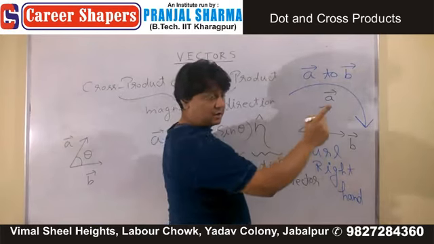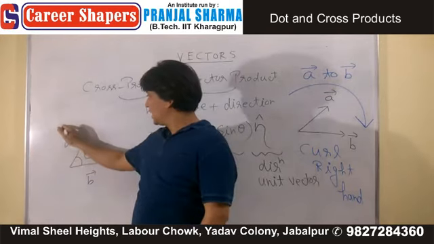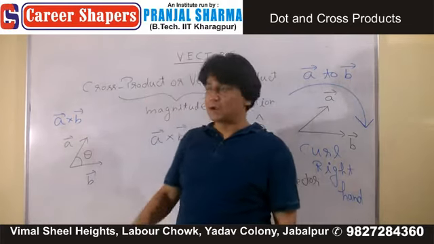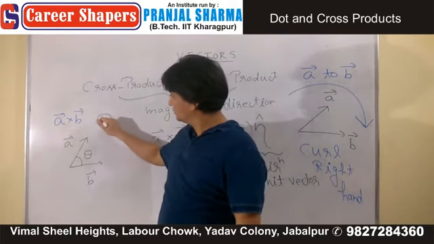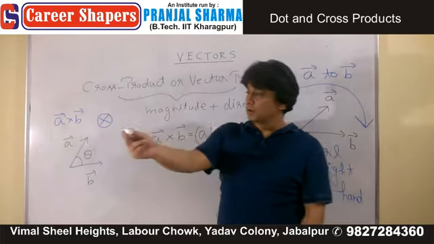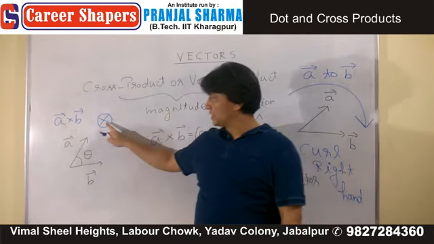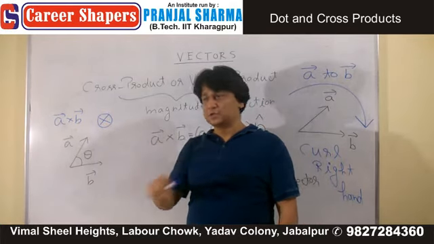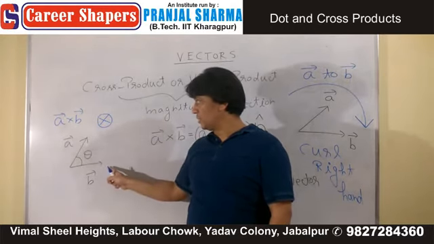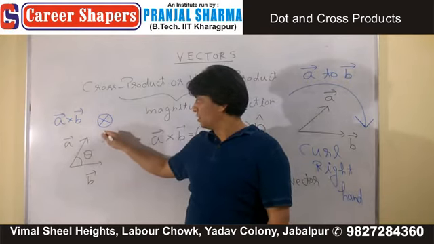So A cross B, its direction, if they ask you, you will say that its direction is this. Whenever a vector goes inside like this, it is shown with the help of a cross. So in this setup, this is A, this is B. When you curl from A to B, this is the direction of A cross B, which is inwards.